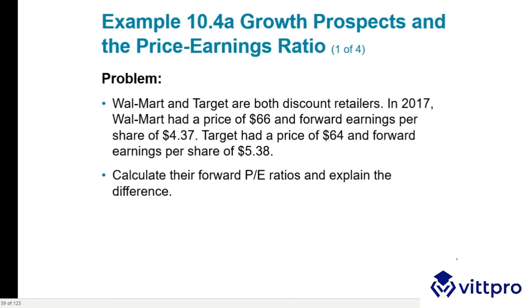If you want to solve this, you can also solve it. Walmart has a price of $66 and a forward earnings per share of 4, which means their PE ratio is going to be about 15. And Target has a price of $64 and a forward earnings per share of 5, which means their PE ratio is somewhere about 12, right? And then you can explain the difference because the expected earnings are also different.